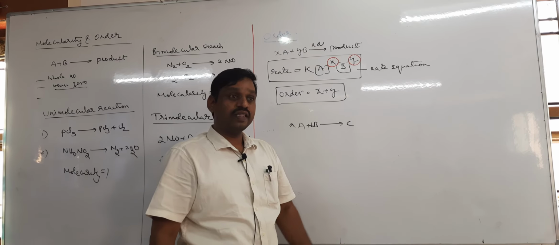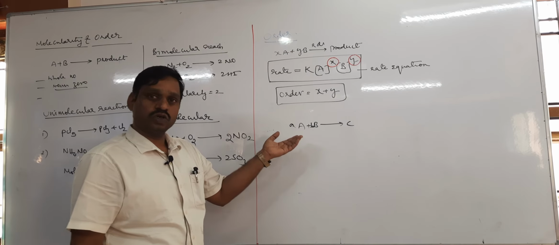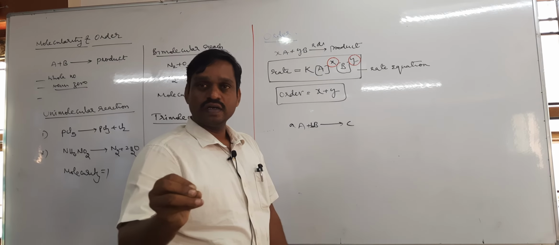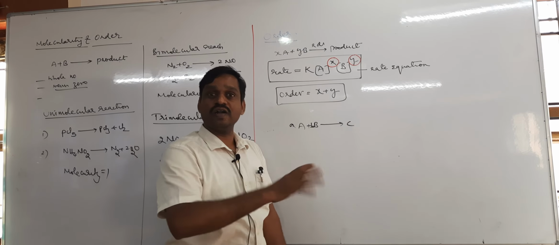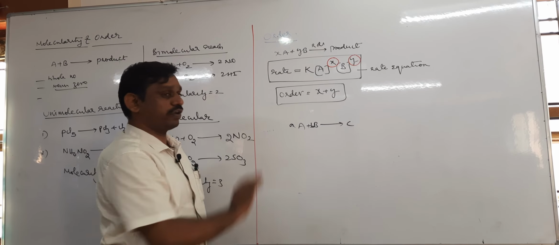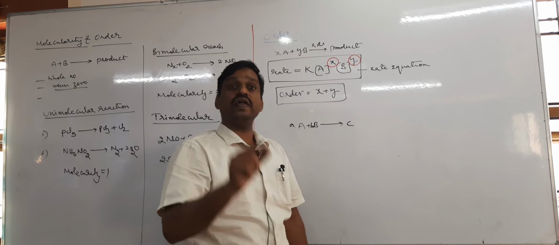Then what is the use of this writing? Okay, next question. So if somebody writes an equation and asks what the order is, you cannot say that the order is something. Order cannot be predicted by seeing the equation, but order can be predicted from the rate equation.